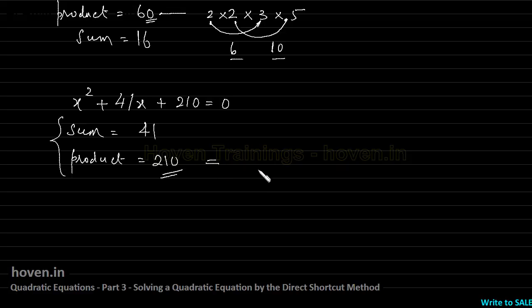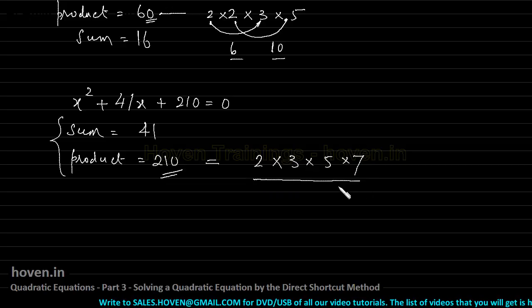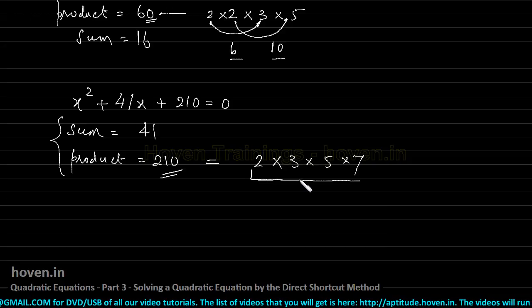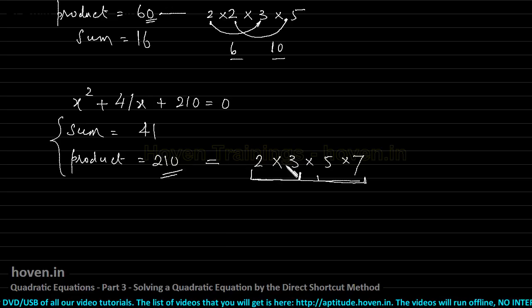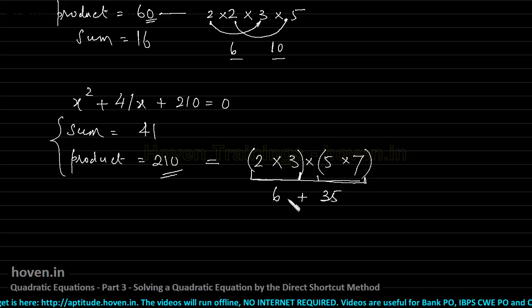So 210 can be factorized as 2 into 3 into 5 into 7. We will create prime factors out of 210. We can easily see that 2 into 3, 6 into 5, 30 into 7, 210. Now we have to partition these into two parts and the sum of the products of those parts should be equal to 41. So this is one partition and this is the second partition. So 3 into 2 will be 6, 7 into 5 will be 35 and their sum will become 41.